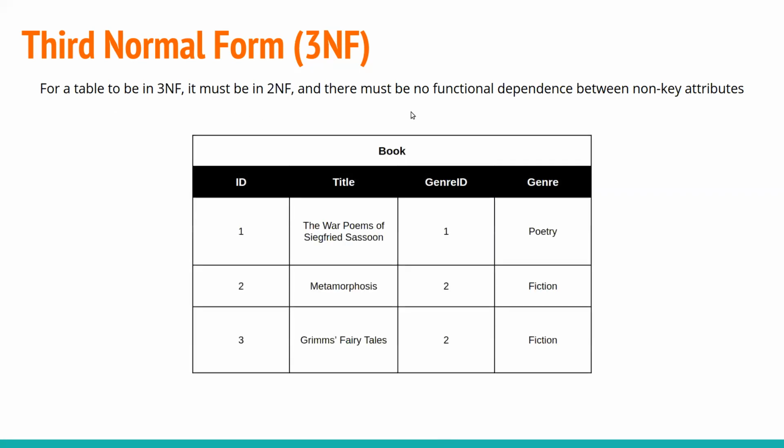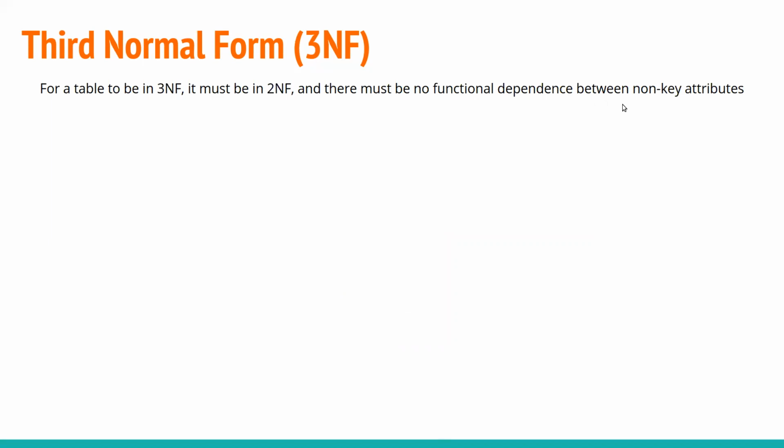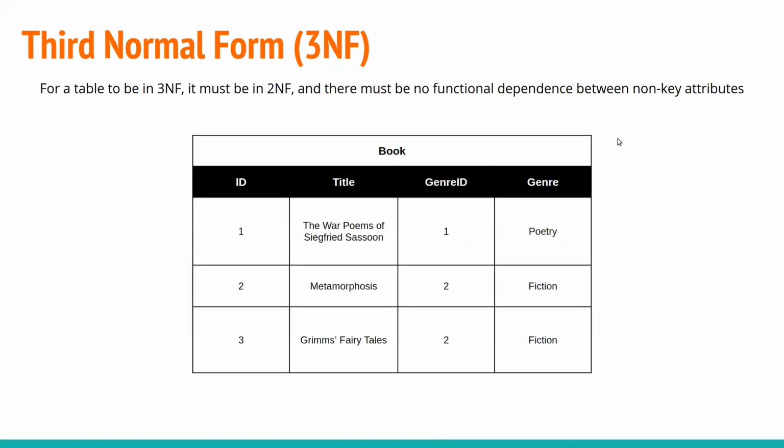Okay, and there must be no functional dependence between non-key attributes. So that's the next part of the rule. When we look at our table, we know it's in 1NF, right? It doesn't contain multiple values in any of its columns. It's also in 2NF. We know it's in 2NF because it only has a single column in its primary key. The primary key is just ID. So we know it's in 2NF as well. And so now we just have to check, is it in 3NF?